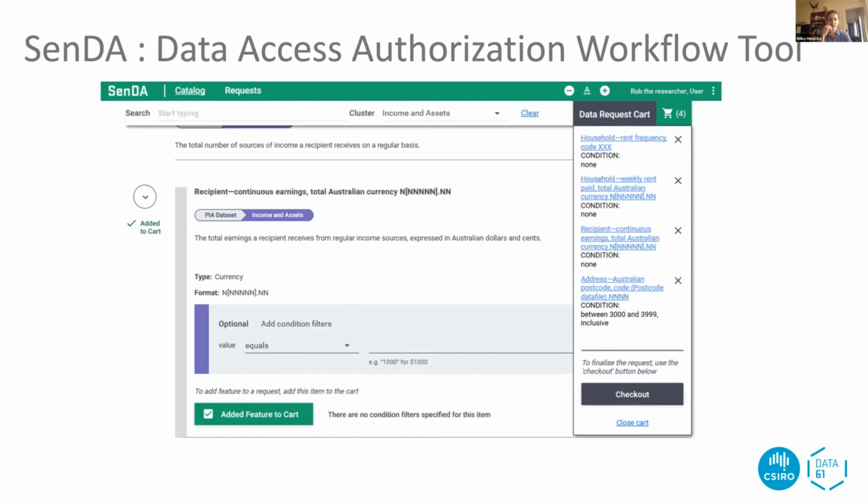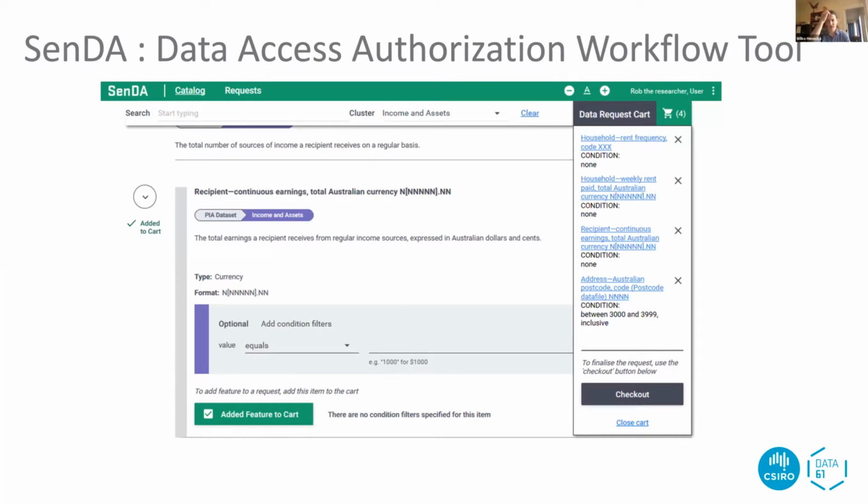So let's move on to the control layer. We've got this access control workflow tool, and the main idea is it's built around a shopping cart where you shop for the data you want to buy, and then at checkout time there's this workflow starting where it goes to the custodians, they have to grant access or not, and there's a nice audit trail behind it.